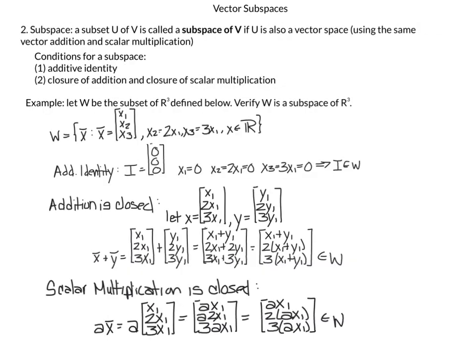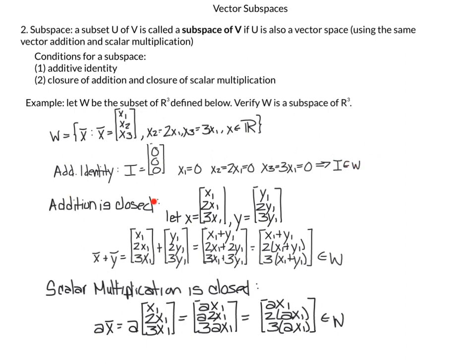I have all my properties now. First we verify the additive identity. The identity for R3 is (0, 0, 0). So x1 is equal to 0, and you can see that x2 is twice x1 and x3 is 3 times x1. So the identity is an element of W.